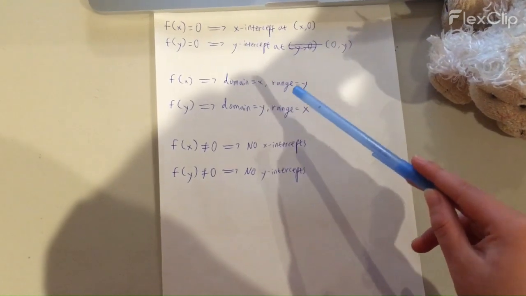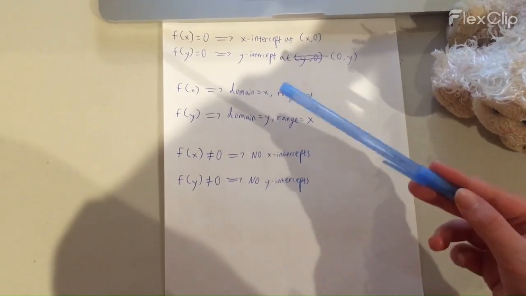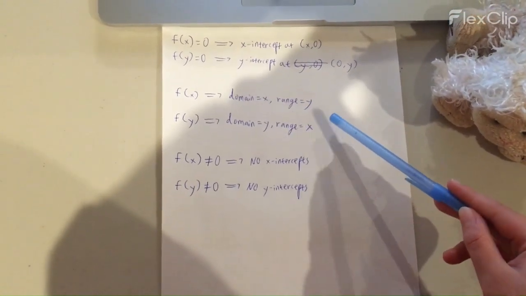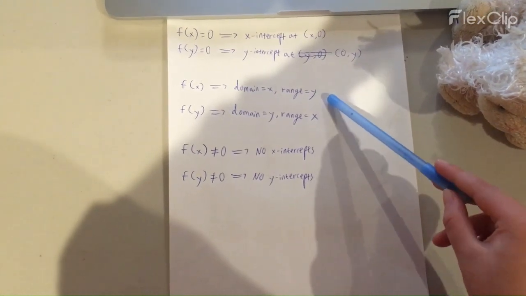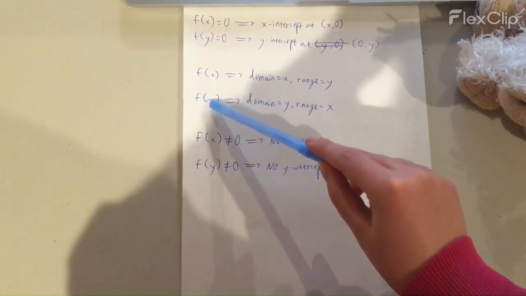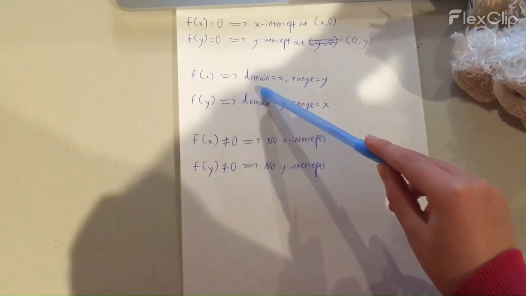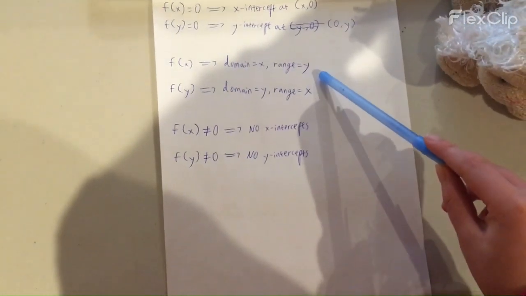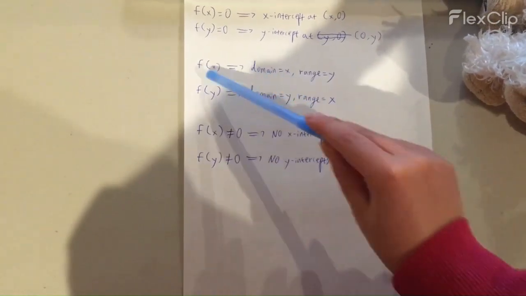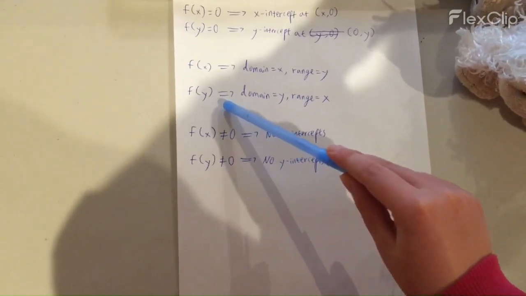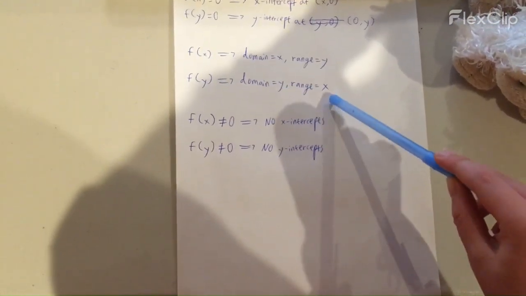Now, the domain and range. The domain is the input variable, or the variable inside the equation, and the range is the output variable, or f of x and f of y in this case. So for f of x, the domain is x and the range is y, or f of x. Now for f of y, the domain is y and the range is x.